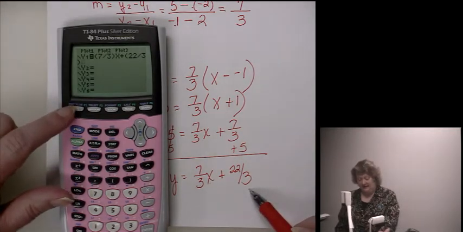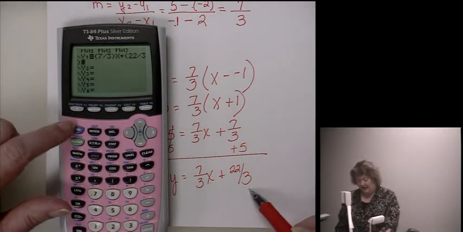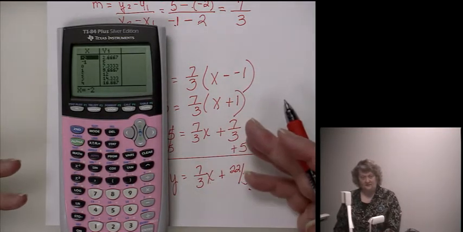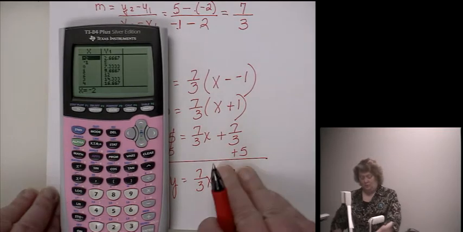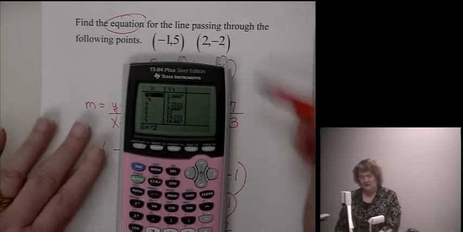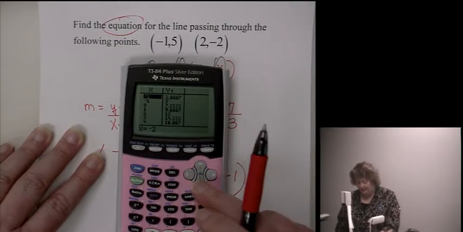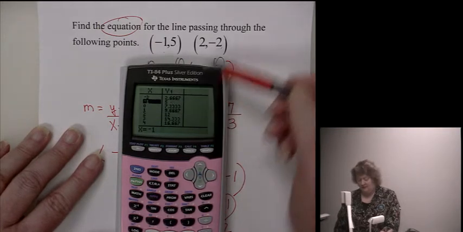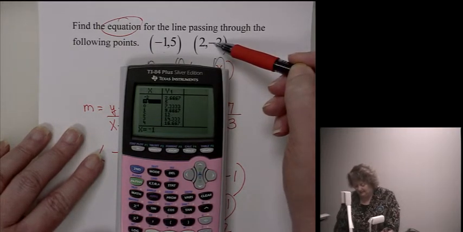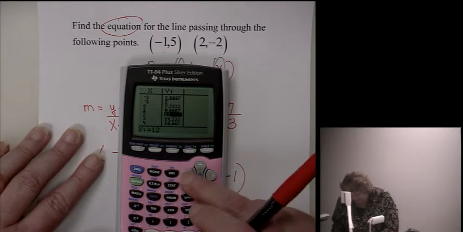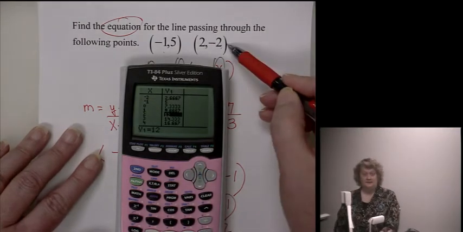I'm going to then come up here and go second table, and I get a lot of stuff. Well, how is this checking my answers? Well, remember that this line needs to pass through these two particular points. Well, it passes through the point -1, 5. What we need to see is, does it pass through the point 2, -2? No, it does not. So something is wrong with my math.